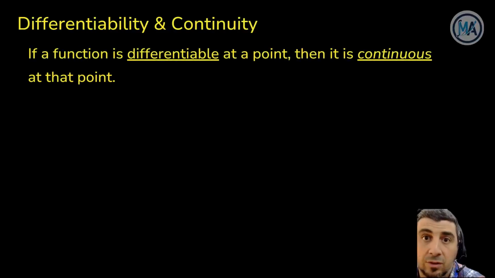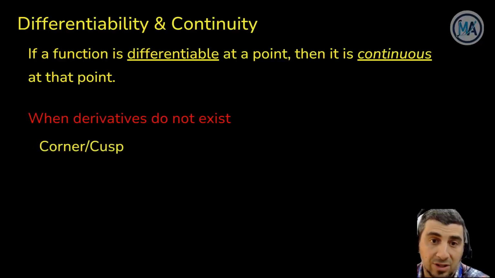If a function is differentiable at a point, then it's also going to be continuous at that point. Sometimes students get this backwards and they think if a function is continuous, it means the function is automatically differentiable. So remember, differentiability implies continuity, not the other way around.